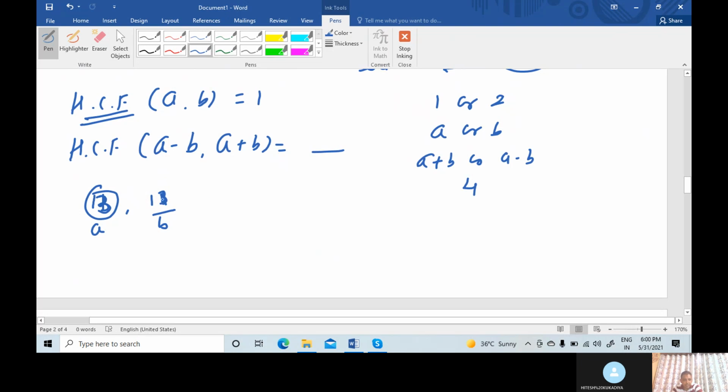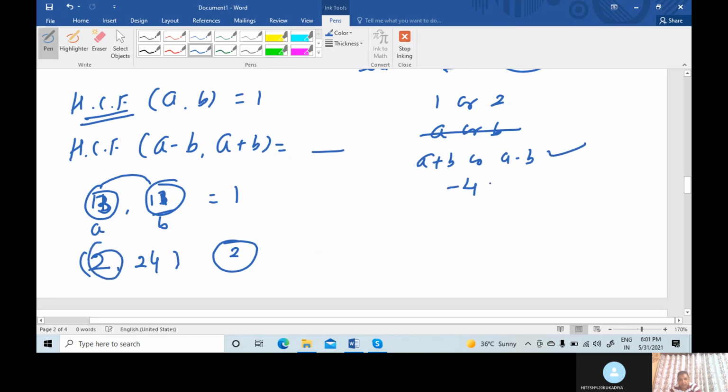Now HCF of AB is 1. So 13 and 11, HCF is 1. Now HCF of A minus B: 13 minus 11 is 2, and 13 plus 11 is 24. Now take the HCF. So 2 and 24, common factor is 2. So this option is not possible. Here also A or B, yes possible, because here the answer is A minus B. And 4 is not possible.